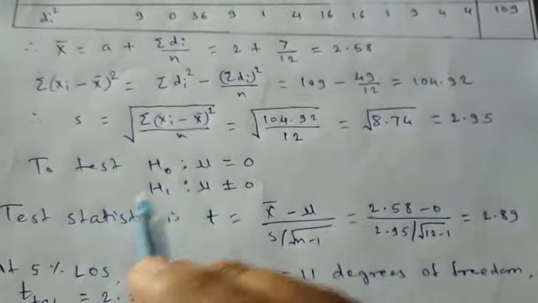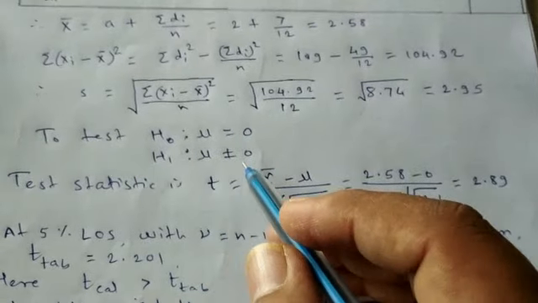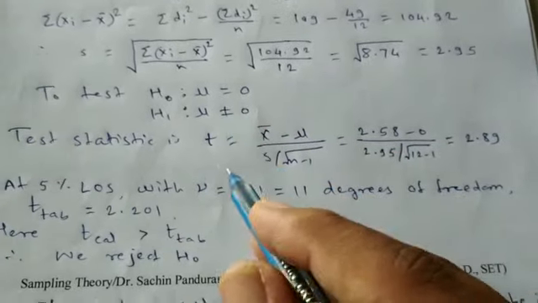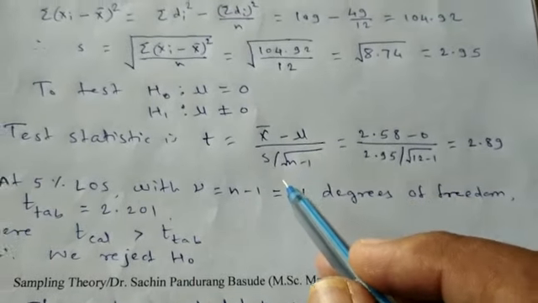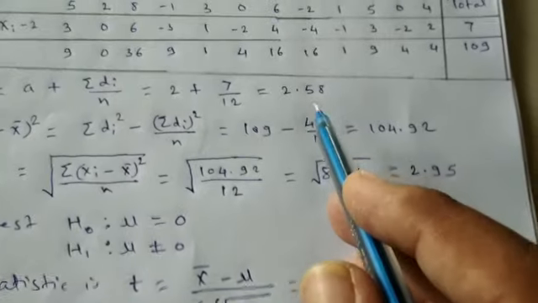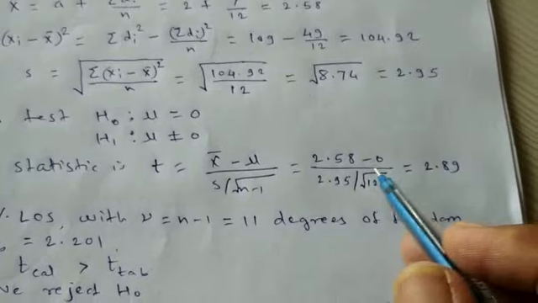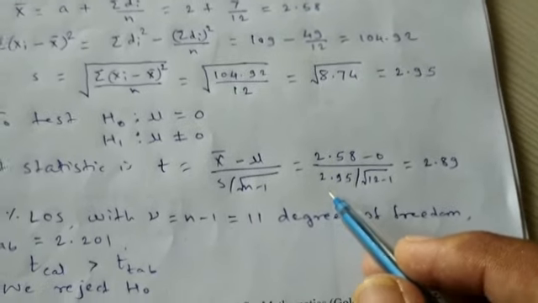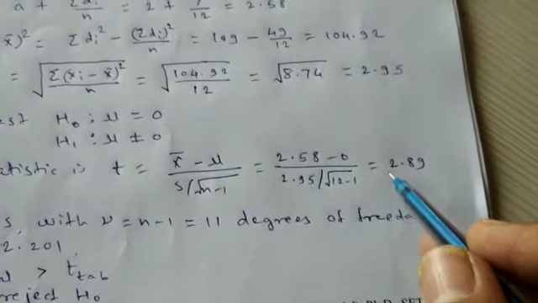So we have to test H0, defined by mu equal to 0, and H1, defined by mu is not equal to 0. So using the statistic t equal to x bar minus mu divided by s by root n minus 1, x bar is here 2.58. So 2.58 minus mu, which is 0, divided by s, which is 2.95, divided by under root of n, meaning 12, 12 minus 1, which is 2.89.